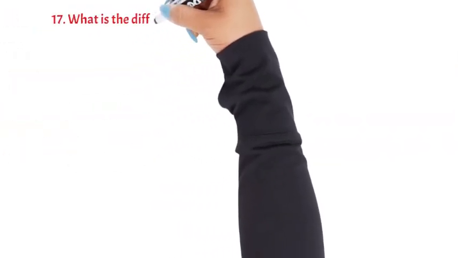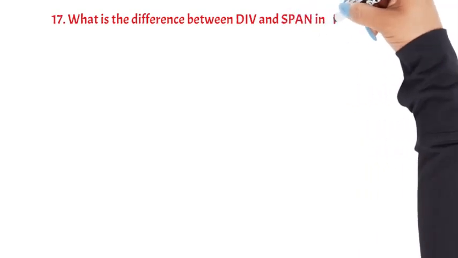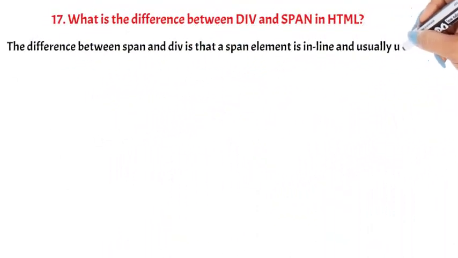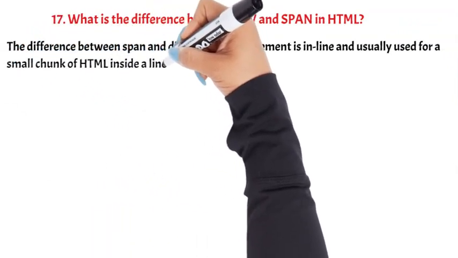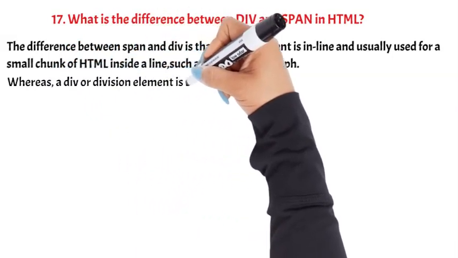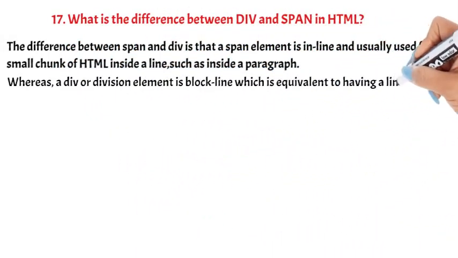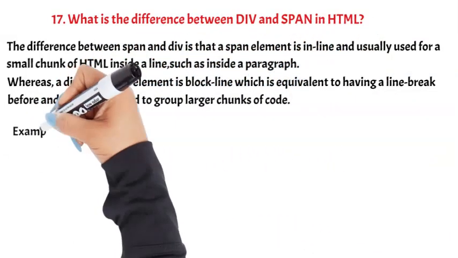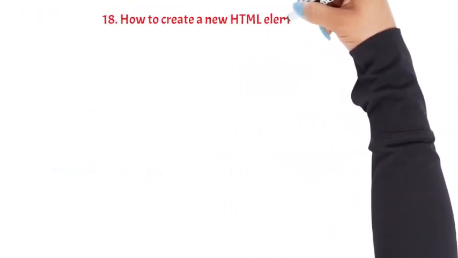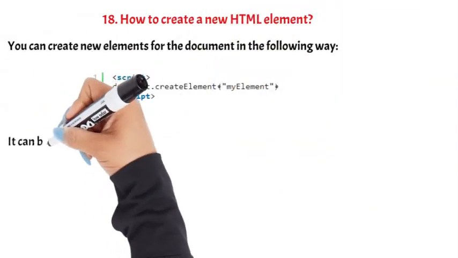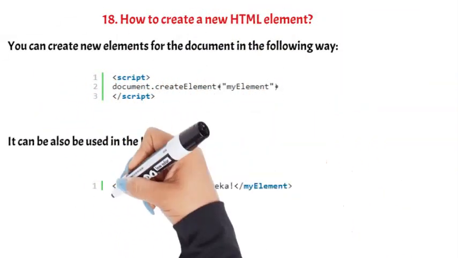17. What is the difference between div and span in HTML? The difference between span and div is that a span element is inline and usually used for a small chunk of HTML inside a line, such as inside a paragraph, whereas a div or division element is block-level, which is equivalent to having a line break before and after it, and is used to group larger chunks of code. Example. 18. How to create a new HTML element? You can create new elements for the document in the following way. It can also be used in the HTML.